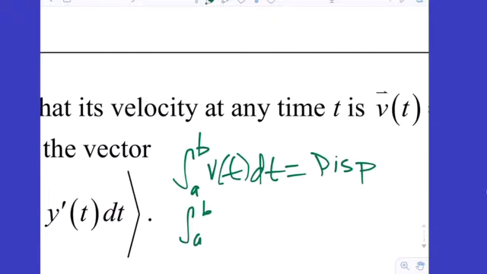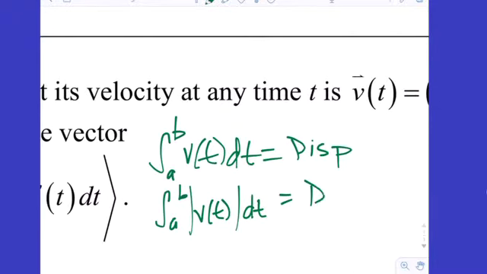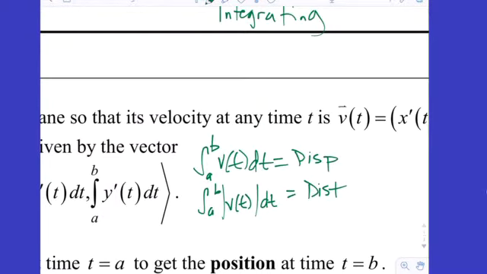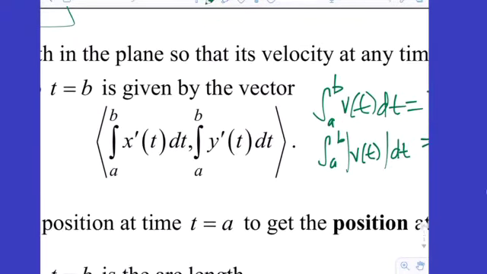Whereas if we integrate the speed function, which is the absolute value, we saw that yesterday or 2 days ago, we get the distance traveled. And they're only the same if the velocity function is positive. So with two equations, one for horizontal, one for vertical, we're going to do the same thing. We're going to integrate the component velocity equations, x prime and y prime, and we're going to list the displacement as a vector.